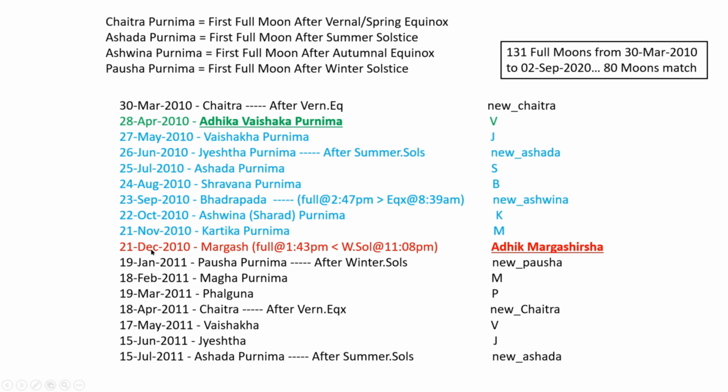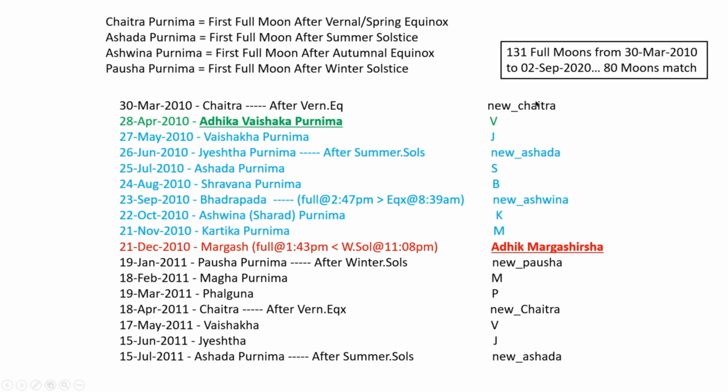But when we come to this point, 21st December 2010, here also both the full moon and the solstice are happening on the same day. The full moon happens earlier here; before, it was later. The full moon is in the afternoon at 1:43 p.m. but the winter solstice was in the night at 11:08 p.m. So here the full moon is before the solstice point, so we will not apply this rule for this winter solstice. We will not name it as Pausha. Here, following this funda of Adhika Masas that we have discussed earlier, we can call this Adhika Margashirsha. So this was the Margashirsha month.